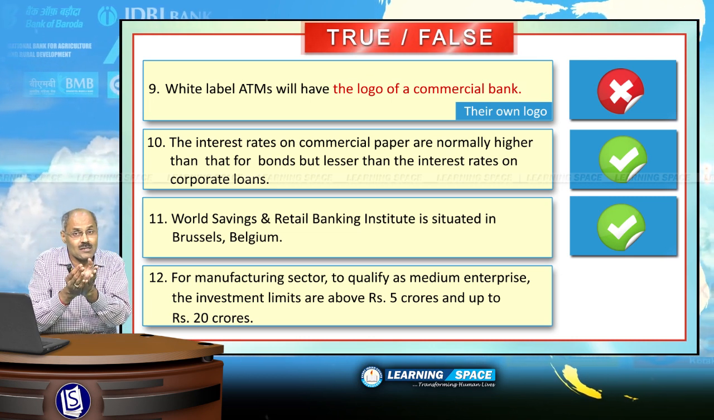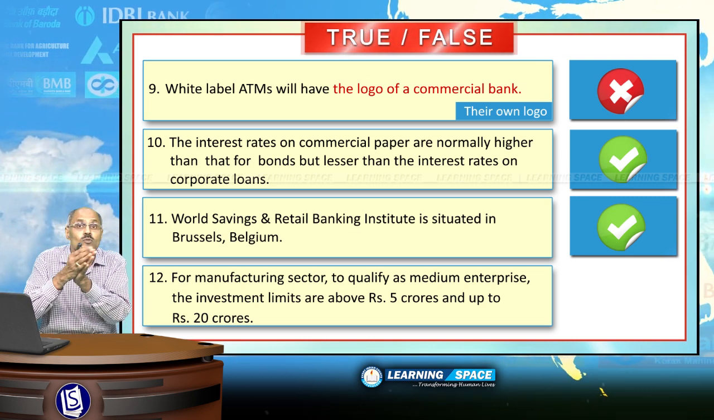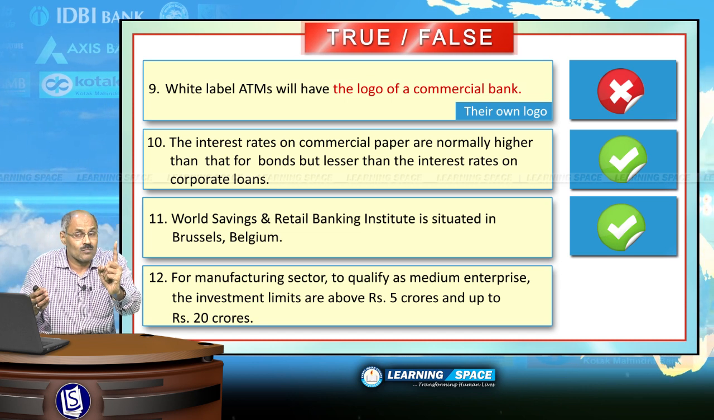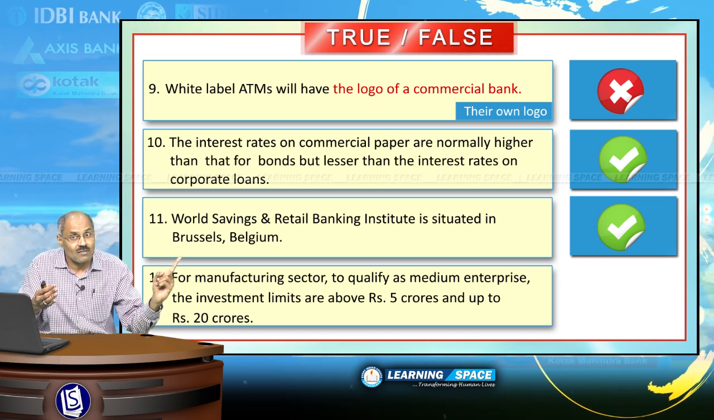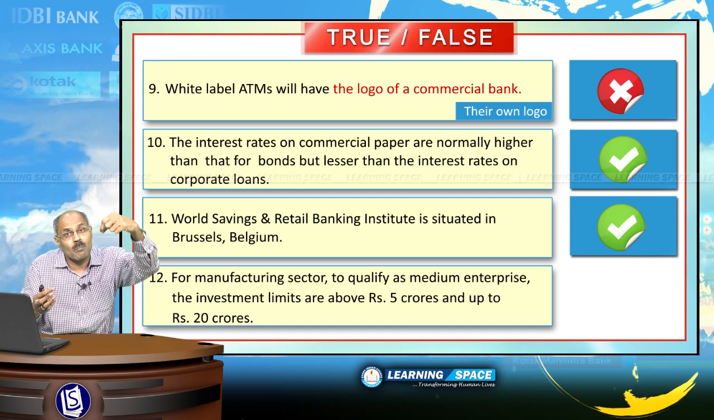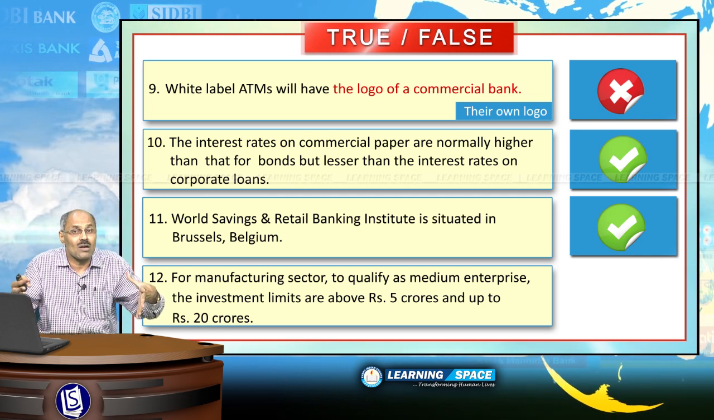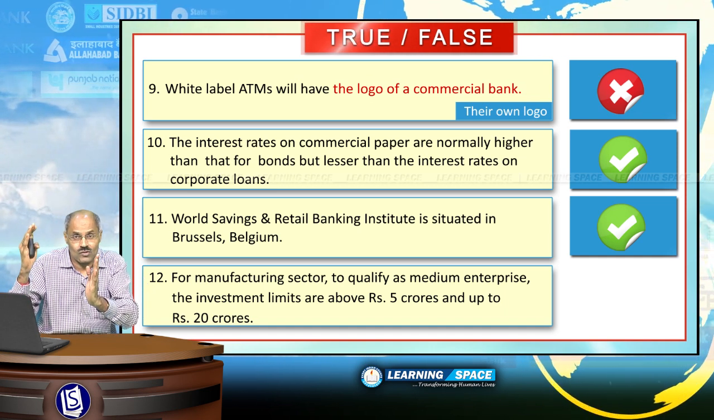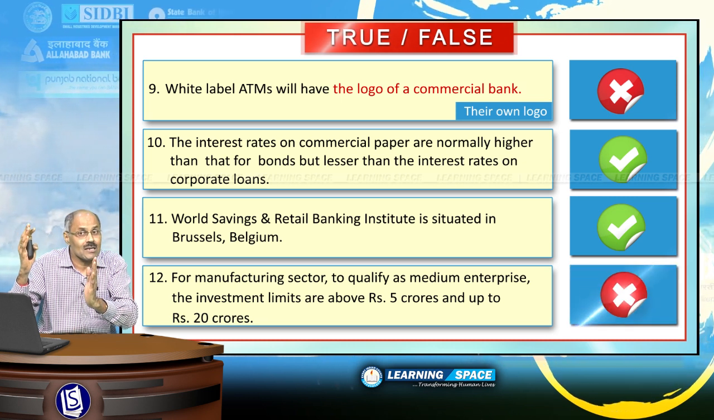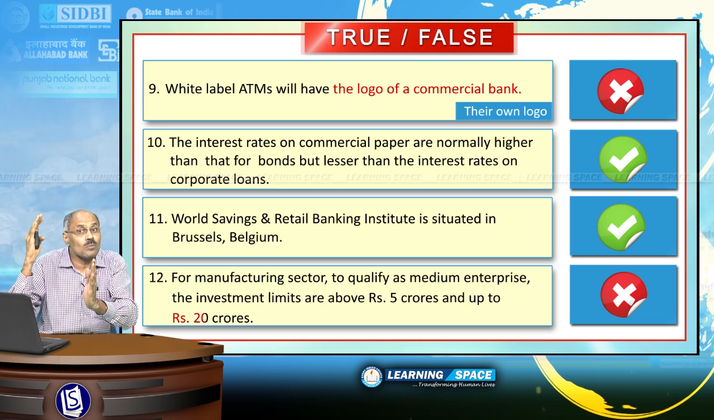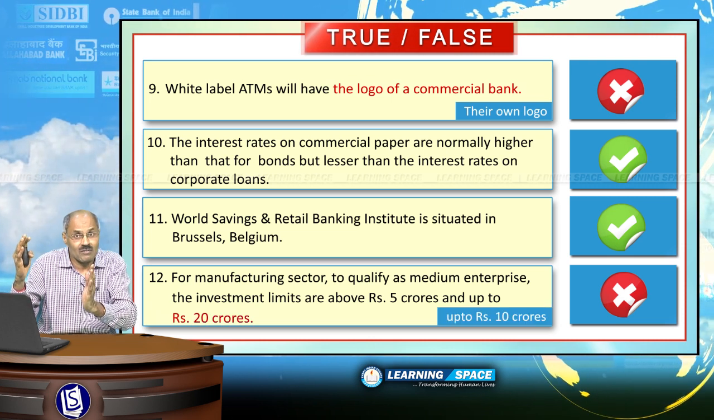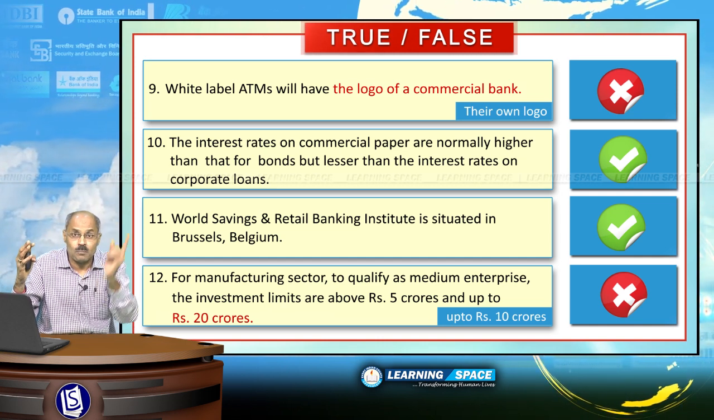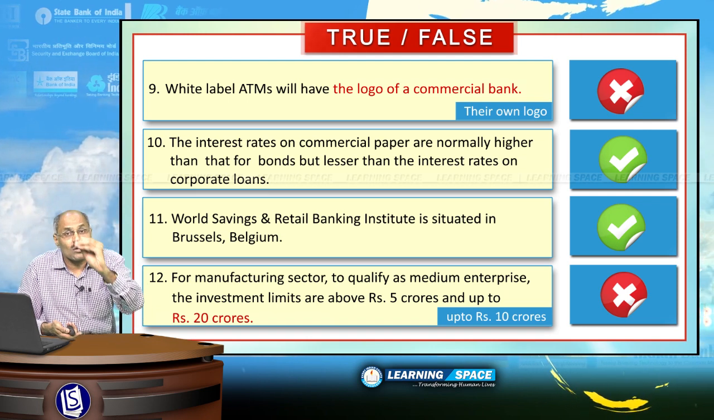For the manufacturing sector, to qualify as a medium enterprise as per the MSME Act, these are bifurcated. As per the MSME Act, the classification of micro, small and medium enterprises is bifurcated, and we are talking about the manufacturing sector now. There is another classification for the services sector. In the manufacturing sector, for a medium enterprise, the investment limits are above rupees 5 crores but up to rupees 10 crores. Please don't forget, it is above rupees 5 crores and up to rupees 10 crores. Then in the manufacturing sector, it will be classified as a medium enterprise as per the MSME Act of 2006.